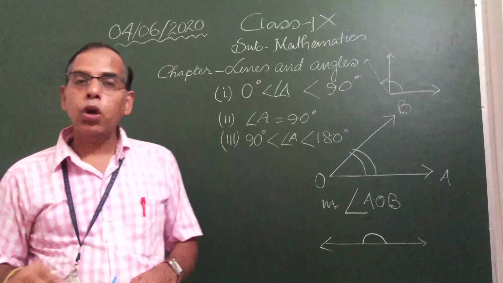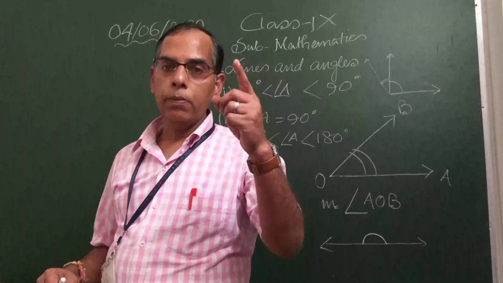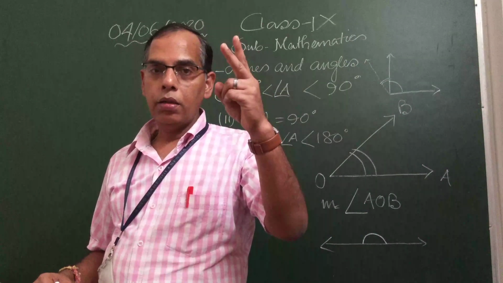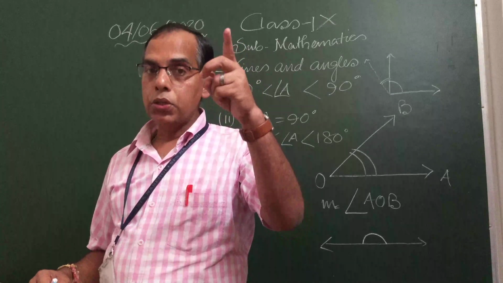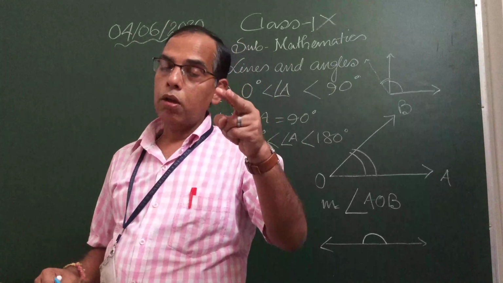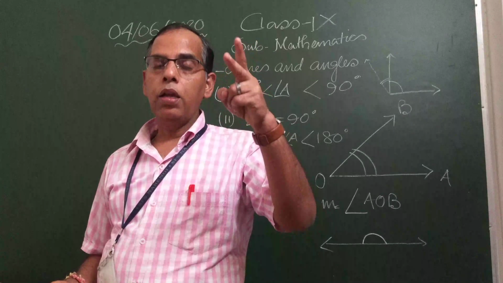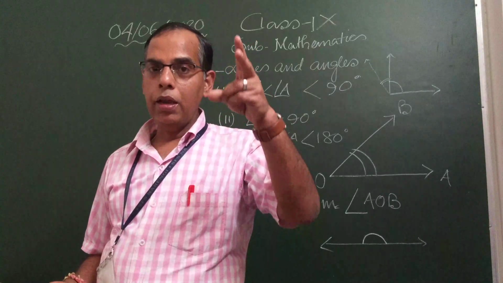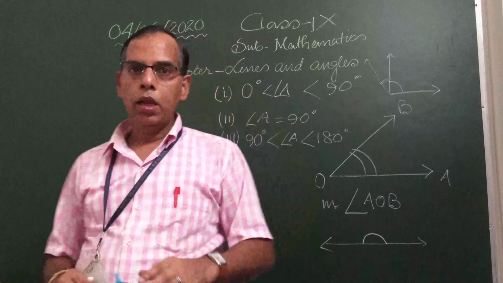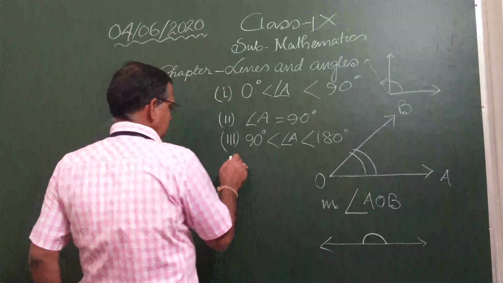So what are the angles we got? First we got equiangle, then we got right angle. First equiangle or 0 degree. 0 degree also falls under equiangle only. So equiangle, then right angle, then obtuse angle. Then let's see next what that is.